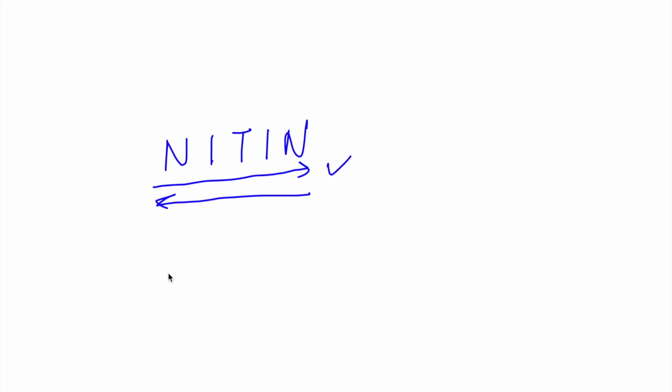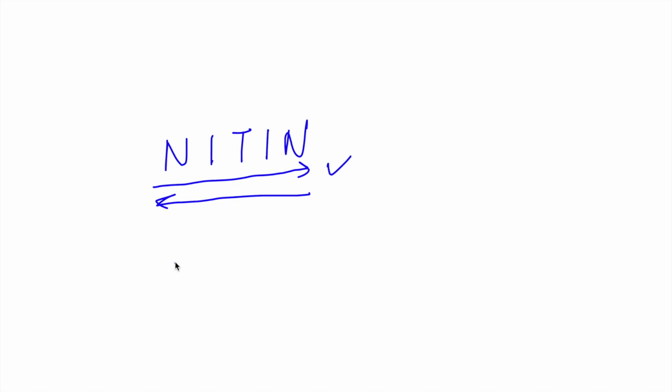Consider a string NITIN. If you notice, this particular string is a palindrome, and that's because if you read it from left to right or right to left, it's the same string. It's NITIN both ways.